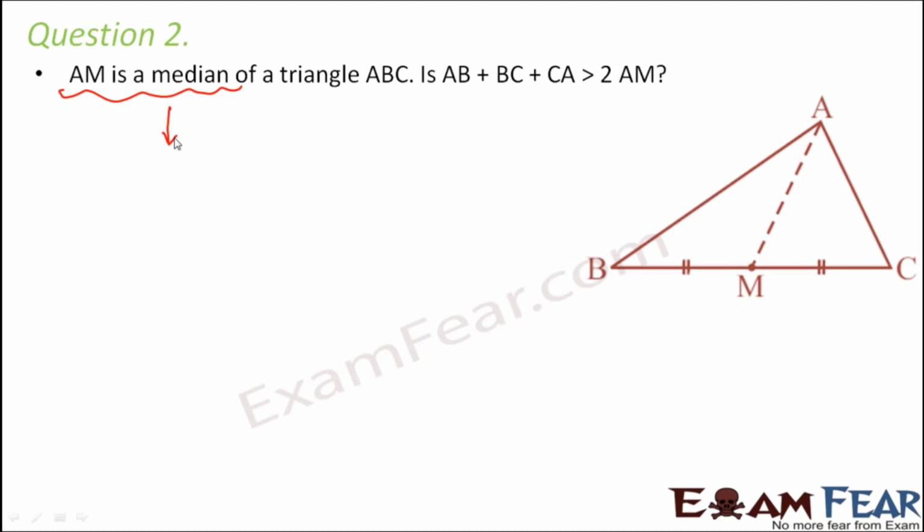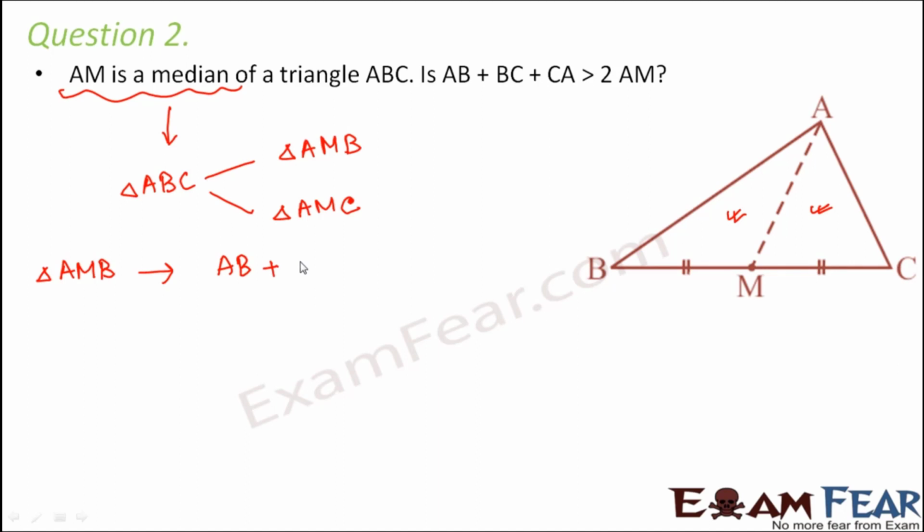A median divides a triangle into two smaller triangles of equal areas. That actually means that it divides this bigger triangle ABC. That means the triangle ABC has been divided into two triangles, that is triangle AMB and triangle AMC. So that is what the median has actually done. It has divided the bigger triangle into two smaller triangles. Now let us focus on this smaller triangle AMB. In this smaller triangle also, the side lengths property should remain the same. That is, sum of the lengths of two sides must be greater than the third side. So in this triangle, we can say that AB plus BM is greater than AM.